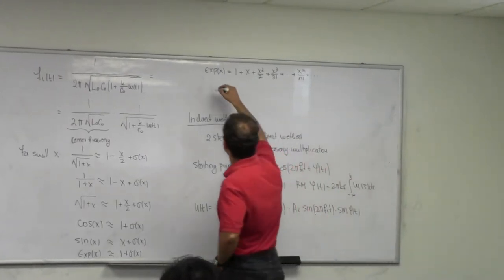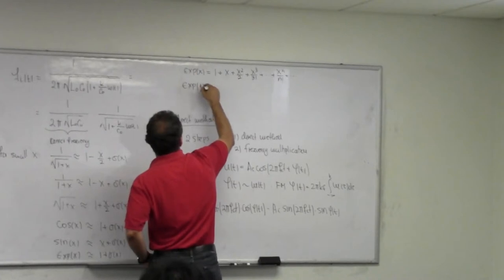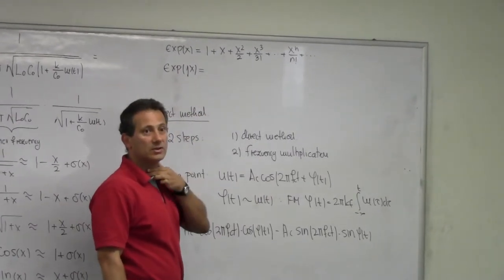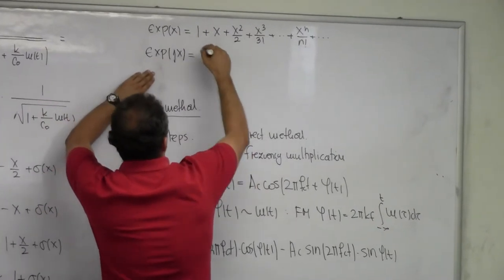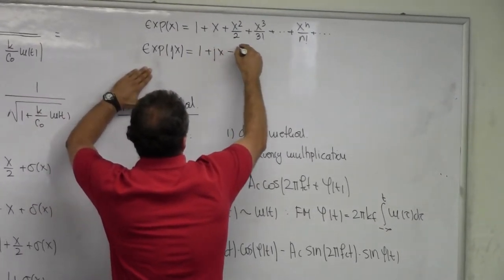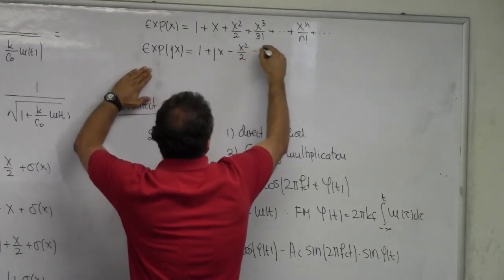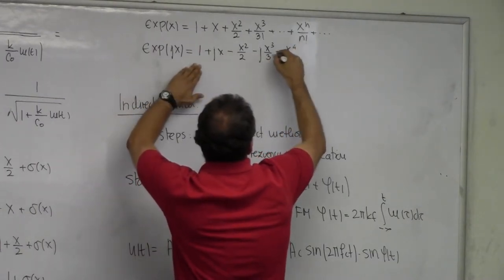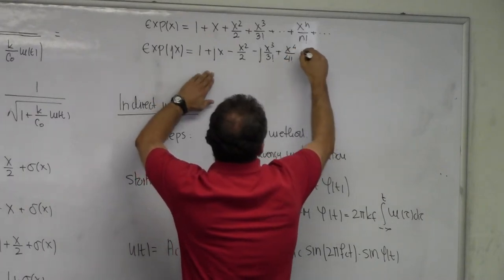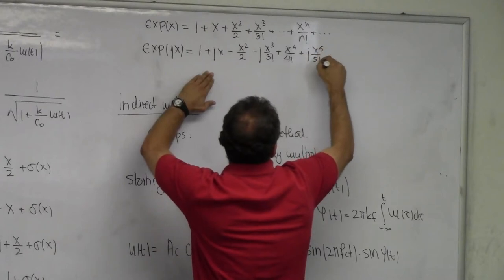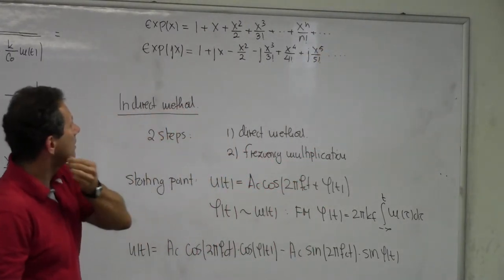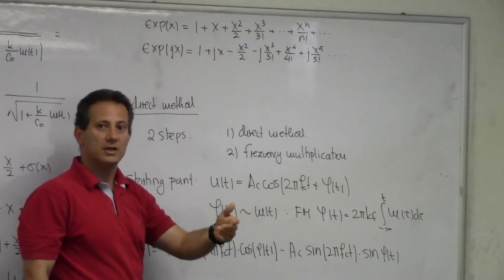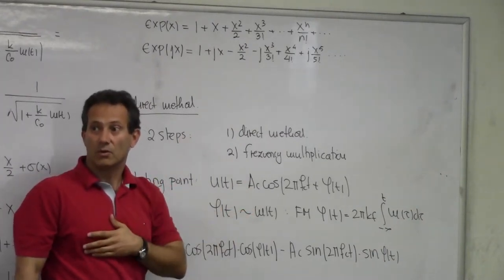Now let's substitute e to the jx into this one. That's how we're going to find out what e to the jx is. So if I put this here, this becomes 1 plus jx minus x squared over 2 minus j x cubed over 3 factorial plus x to the fourth over 4 factorial plus j x to the fifth over 5 factorial, and so on. How did I do that? I put in jx and used what I know about j: j squared is minus 1, j cubed is minus j, j to the fourth is 1, and then it starts going all over again.